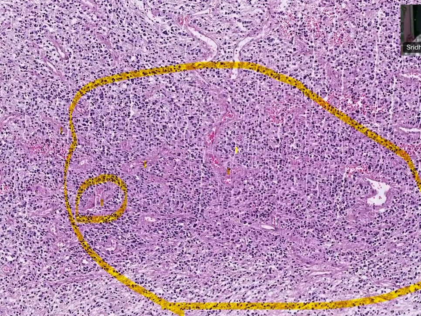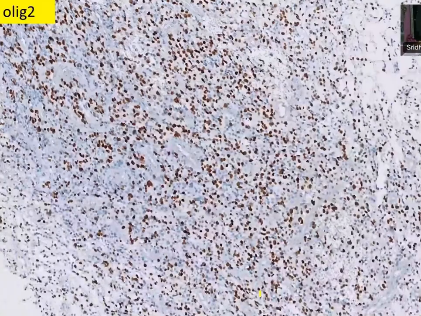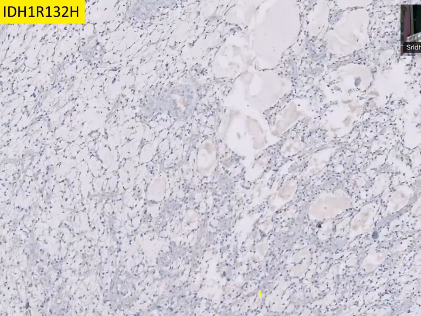At this point, what panel do you want to do? Sir, I will go for IDH R132. Now you understood very clearly that whenever you see an adult diffuse glioma, irrespective of astrocytic or oligo-like morphology, you first start with IDH. Right? Yes, sir. So we did oligo too, that's fine. IDH. How will you interpret IDH?